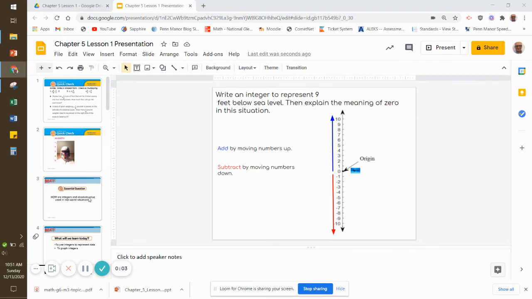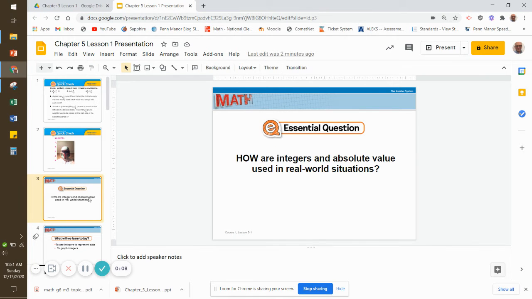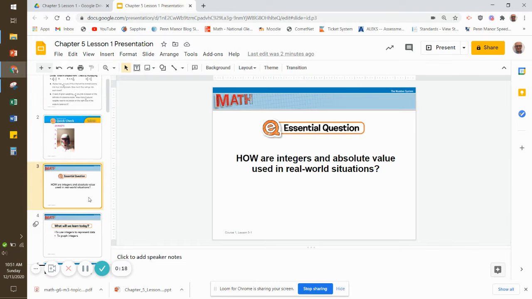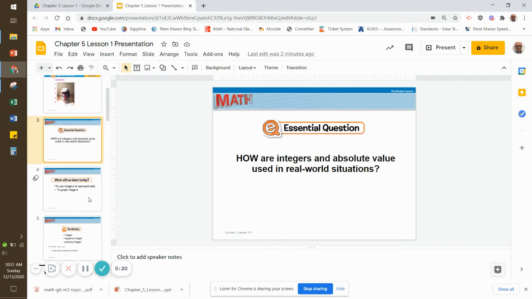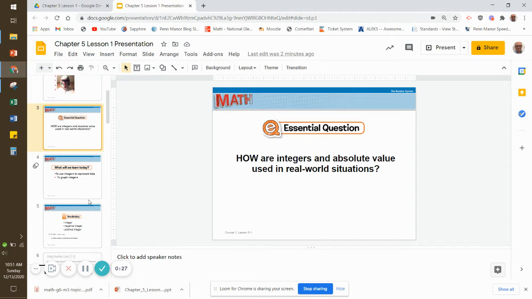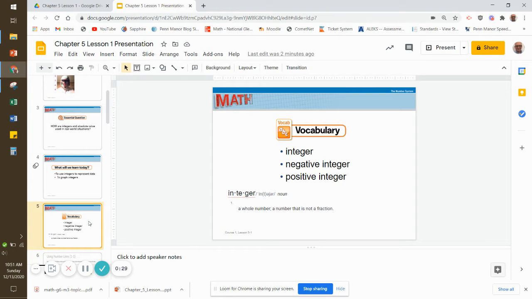It's Mr. S. I'm going to talk to you today about our new unit, which is Chapter 5. We're going to be talking about integers and absolute values and how that works in the real world. But today I just want to concentrate on what integers are. Now, an integer is a little bit different than what we've been dealing with. We've been working with fractions and decimals, which we call rational numbers. And integers, we're going to go back to just whole numbers.